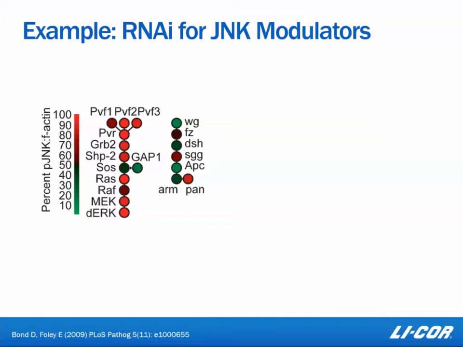Now as a control, they also monitored an unrelated pathway to JNK, which is the Wingless pathway. And when they analyzed the RNAi screen results for this Wingless pathway, we could see that there's no strong association, positive or negative, with JNK phosphorylation.